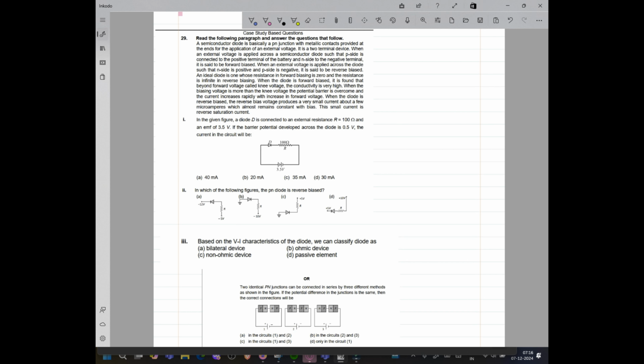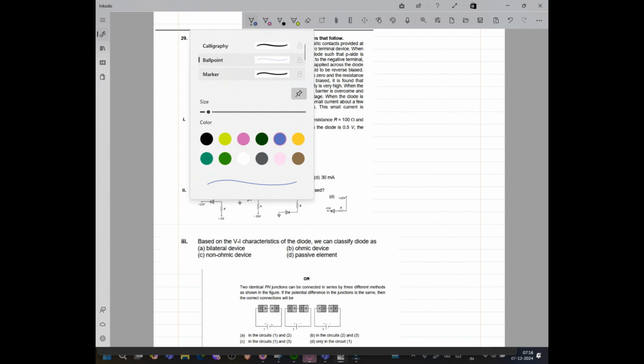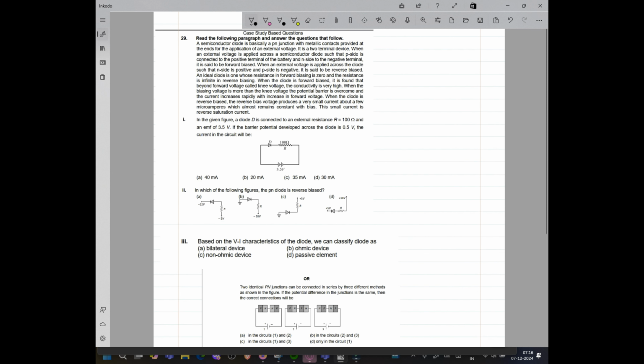So this case study is from the topic of semiconductors. Let's read the case study first and then try and attempt the questions. So this is from the previous year questions of CBSE.